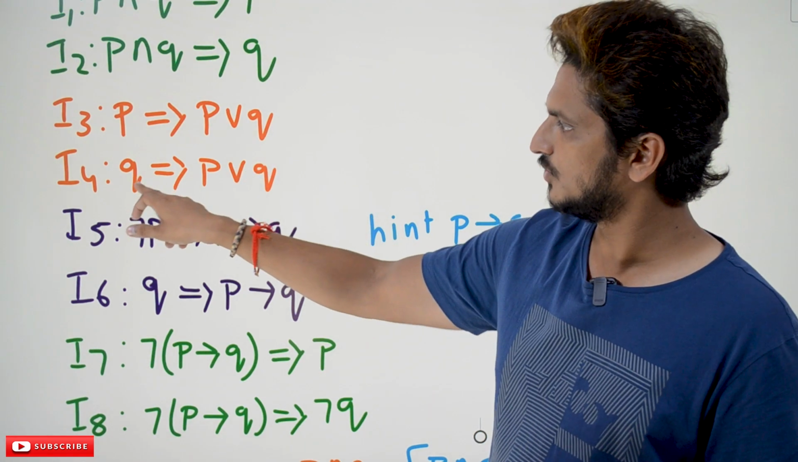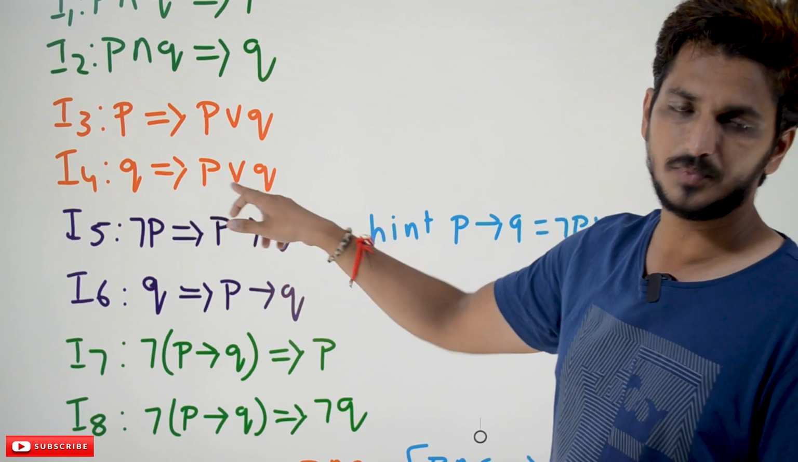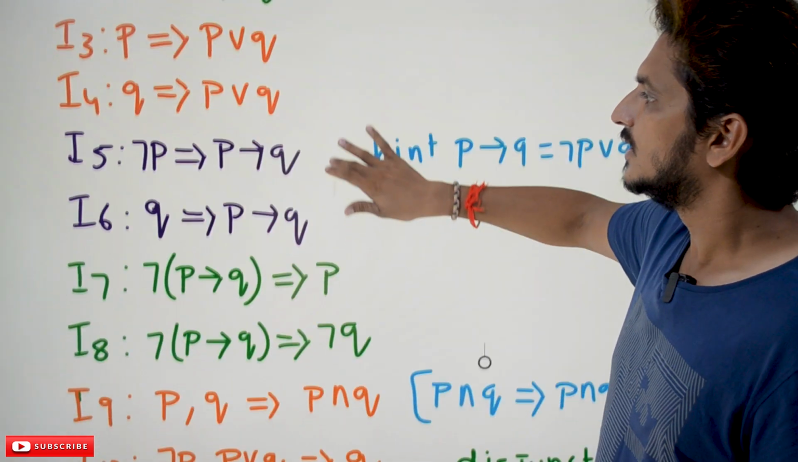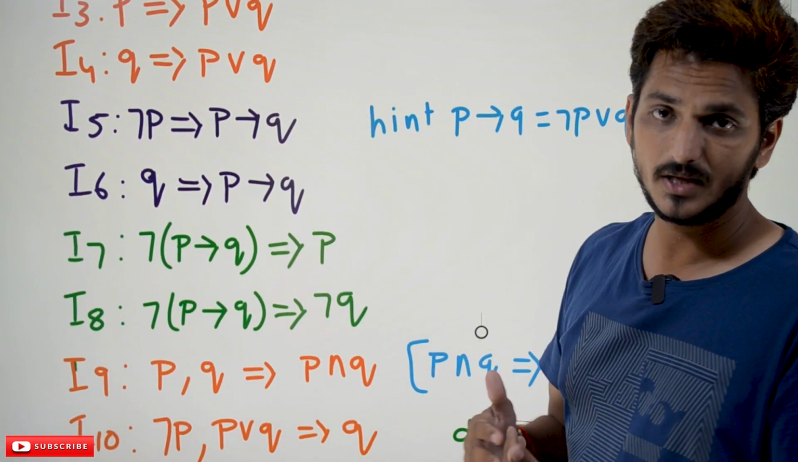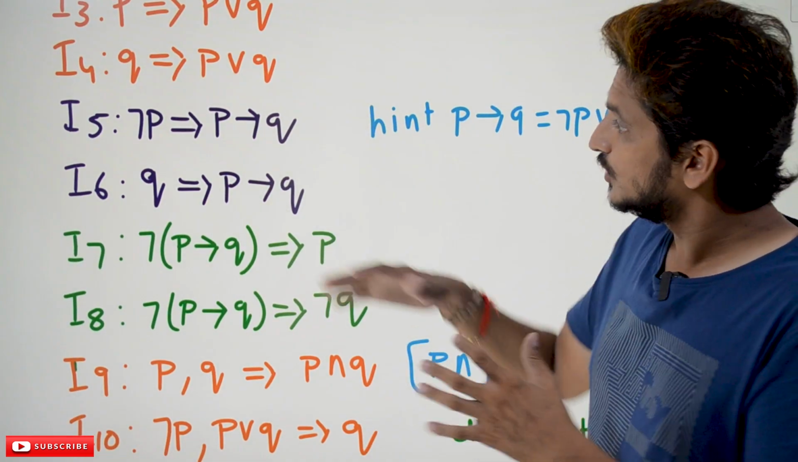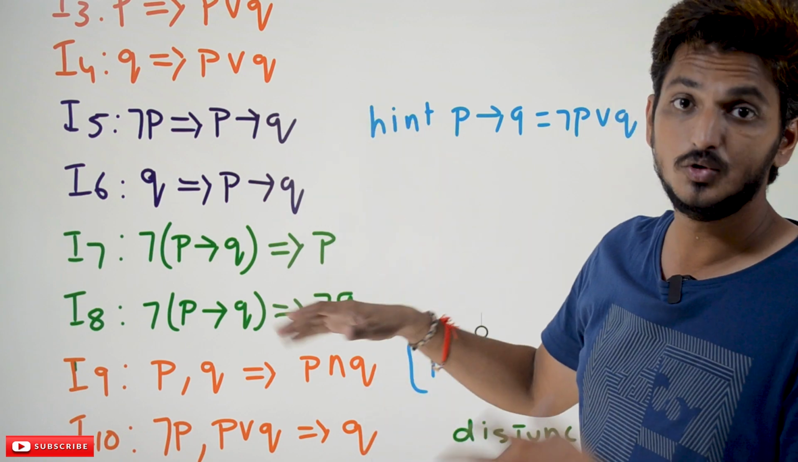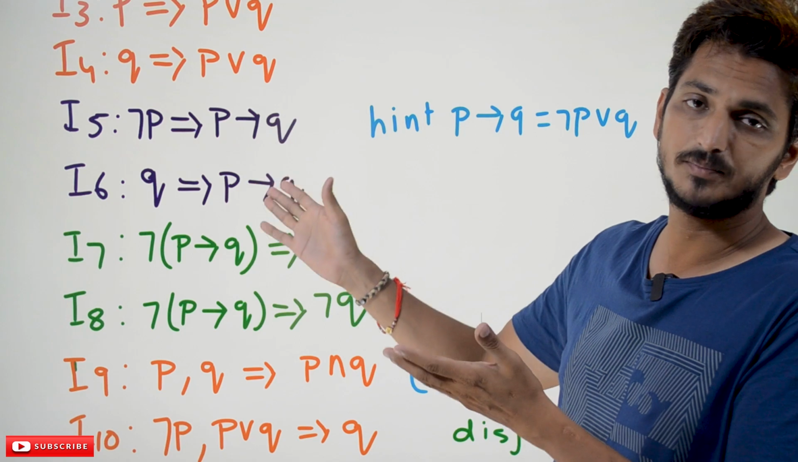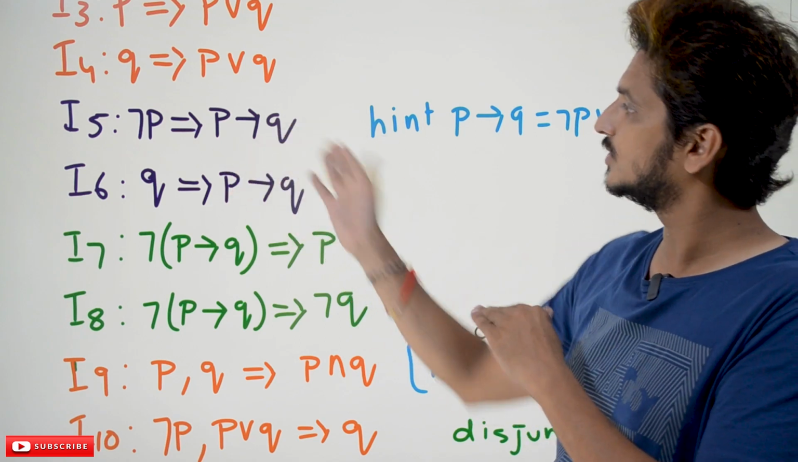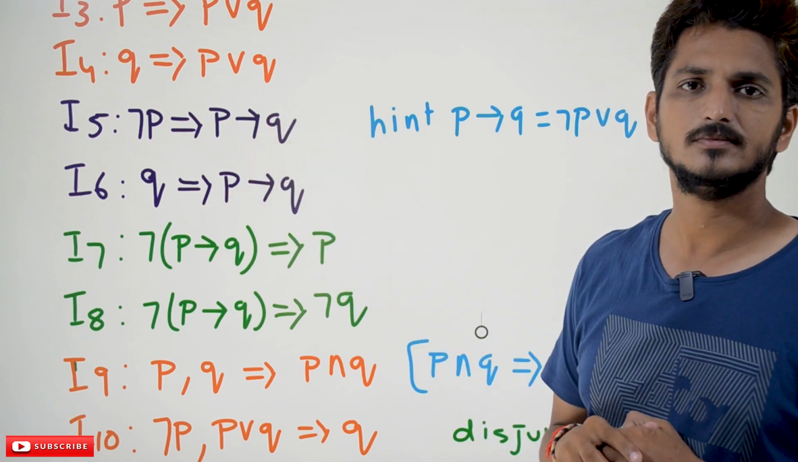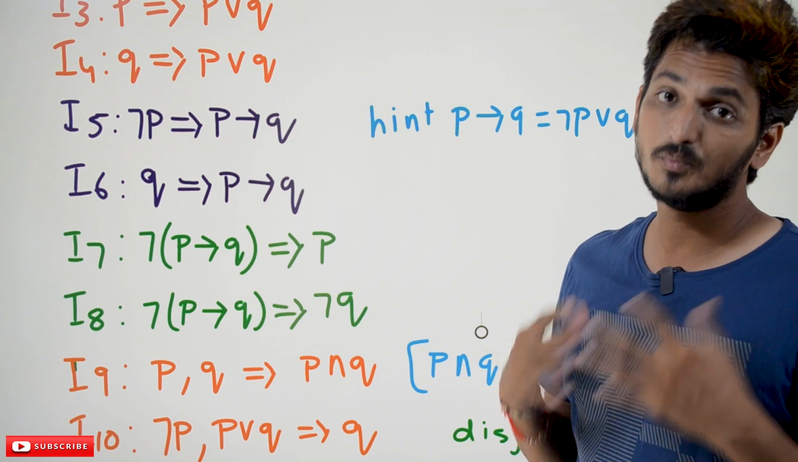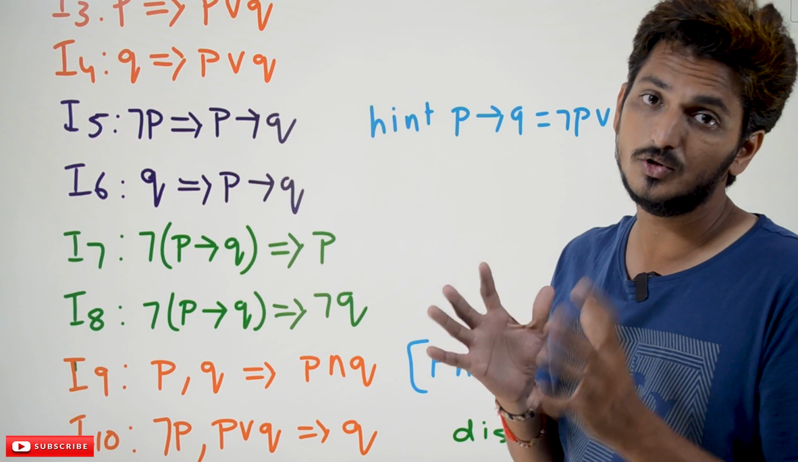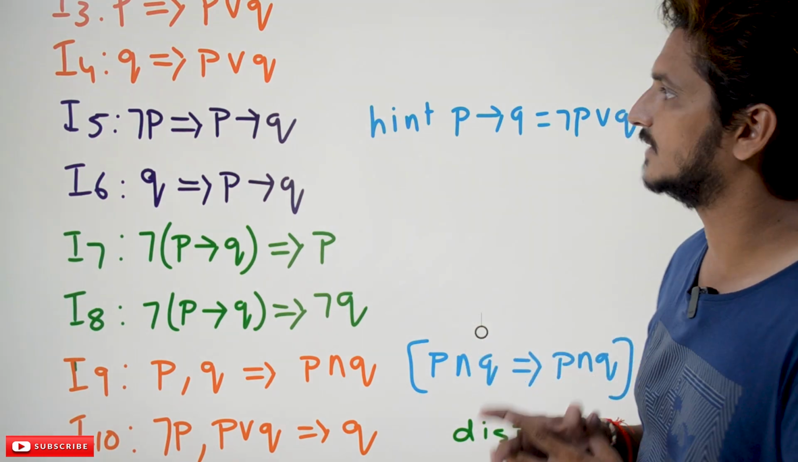Similarly, Q tautologically implies P disjunction Q. Yes, this is also accepted. So this is how the inference formulas will be. For the remaining ones, you need to analyze on your own why each is accepted, why it is tautologically implied to that proposition. That is very important to analyze because you are going to use these inference formulas in our coming classes.